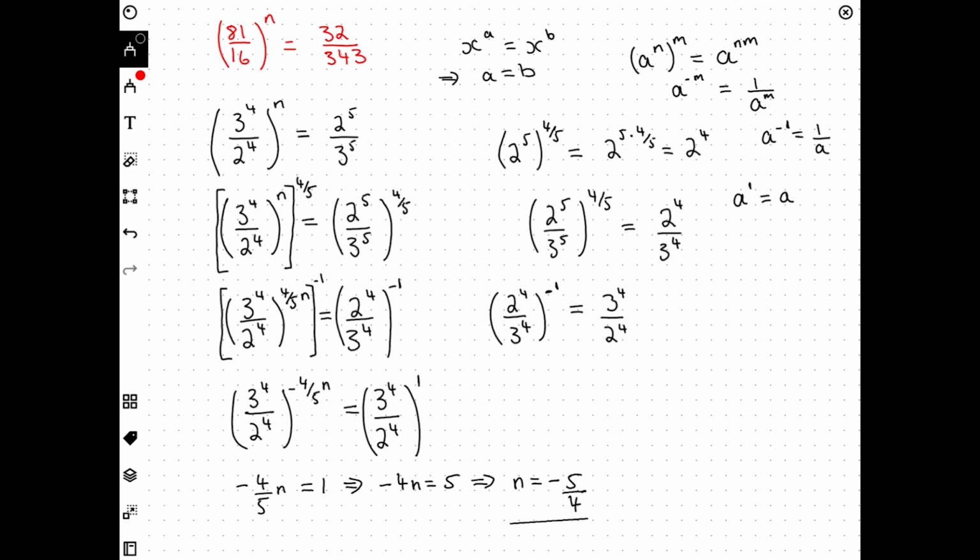And if I want to check this, of course, I can substitute this value here, minus 5 over 4, into my original question, plug that into a calculator, and I do indeed get 32 over 343.